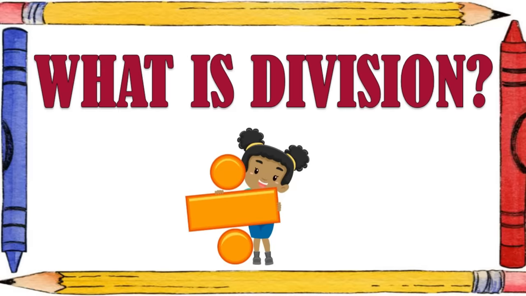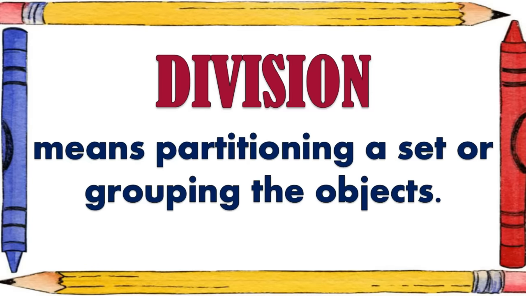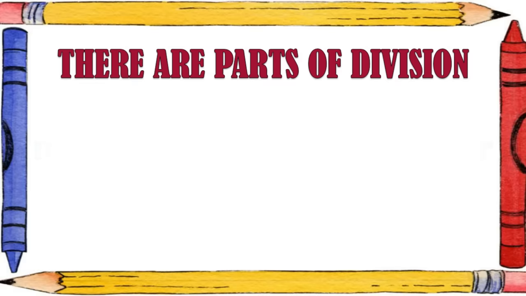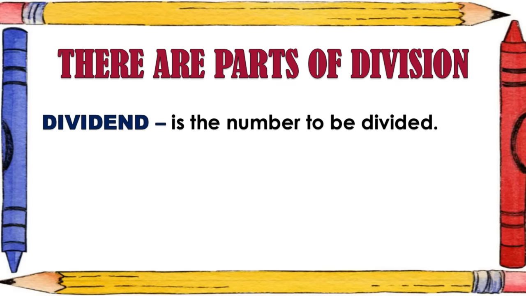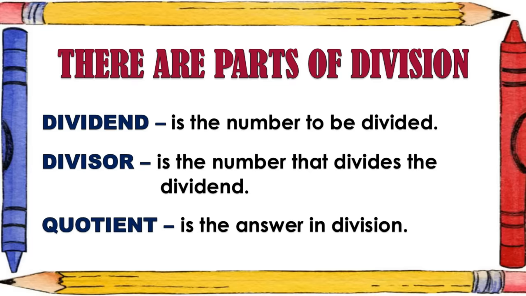What is division? Division means partitioning a set or grouping the objects. There are parts of division. Dividend is the number to be divided. Divisor is the number that divides the dividend. Quotient is the answer in division.